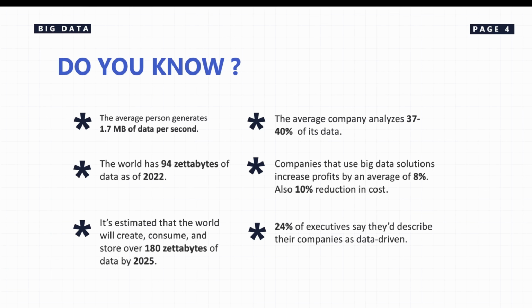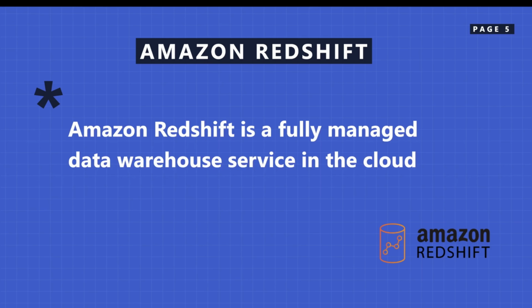And to process and store this data, we need some services. Okay, so Amazon Redshift is a fully managed data warehouse service in the cloud. In simple words, Amazon Redshift is a data warehouse. There are a lot of other services, like Google Cloud also provides a data warehouse service. Even Microsoft also provides a data warehouse service. But here our discussion is on Amazon Redshift, which is also one of the data warehouse services.